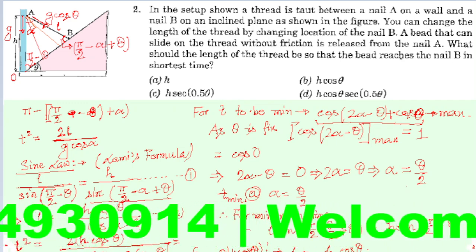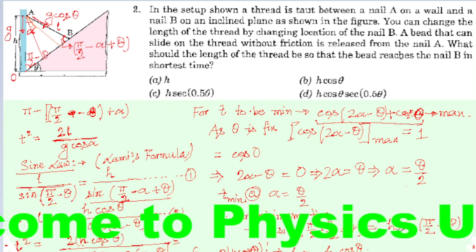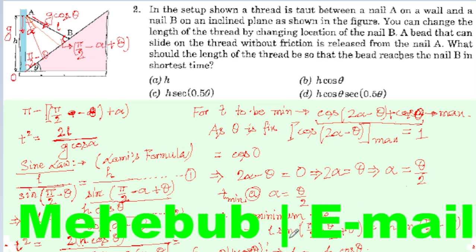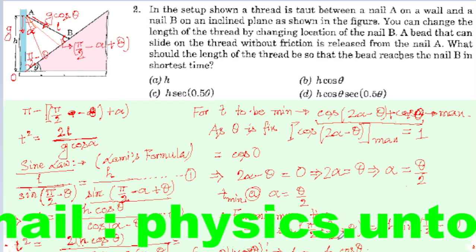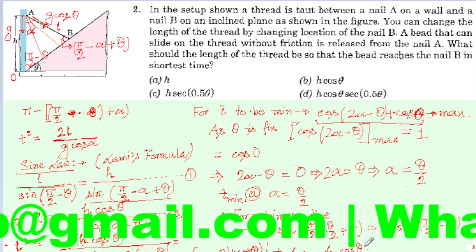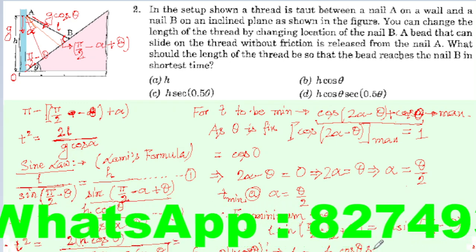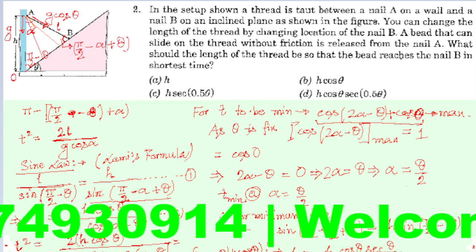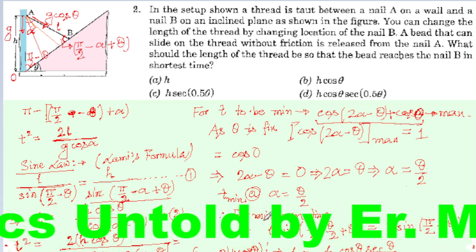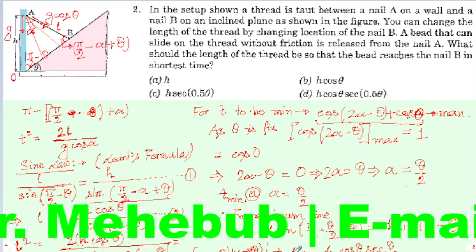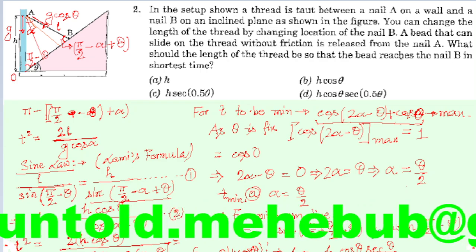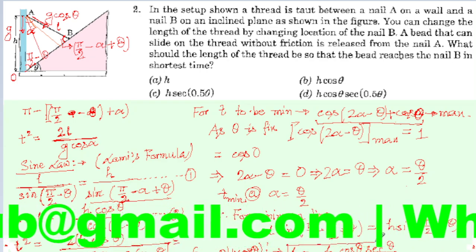As we know that L equals H cos θ, and it is multiplied with the coefficient of L. Now the coefficient is sin(π/2 − θ/2), that is cos(θ/2). The reciprocal of this is sec(θ/2). Therefore the minimum time required for the bead to reach from point A to B along the string will occur when the length of the string is equal to H cos θ sec(θ/2). Now this is our required answer for the given question.